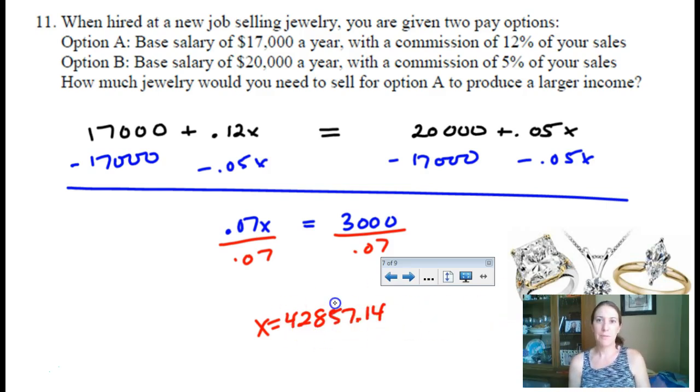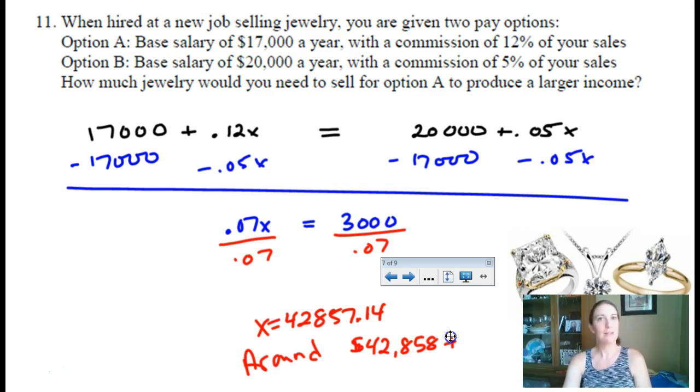So that was if I wanted my 2 salary options to equal each other. This is not an exact science here, guys. We're just going to have a good idea. It's going to be around or about $42,858-ish and up. So you have to decide, are you going to be able to sell that much jewelry? I don't know. I've never sold jewelry before. So maybe talk to some people who already work there and decide how much they sell every year and is it worth it?